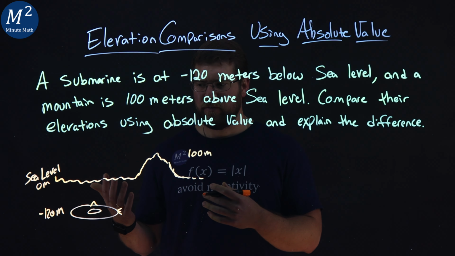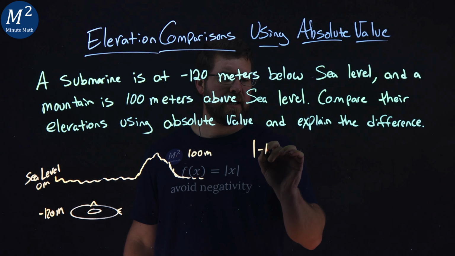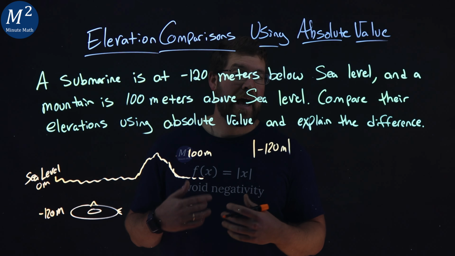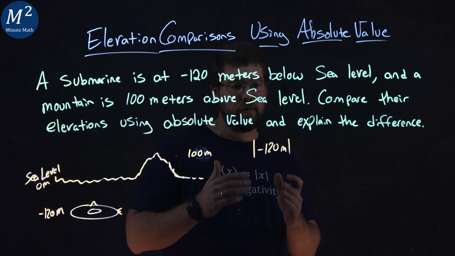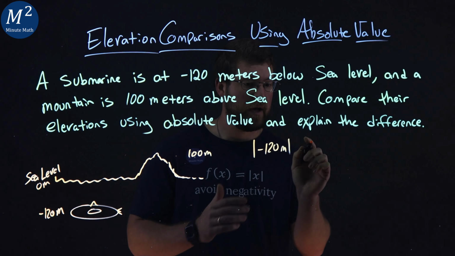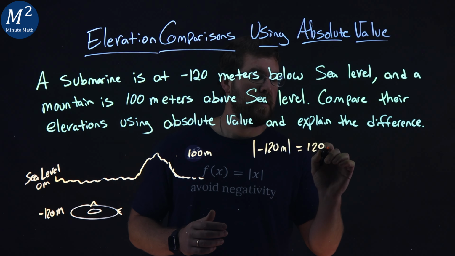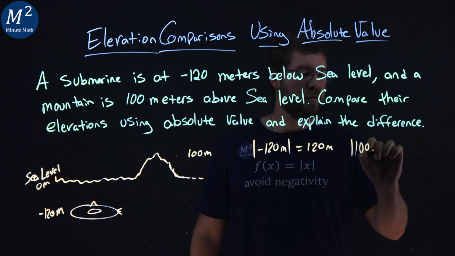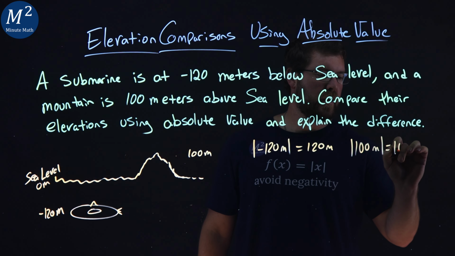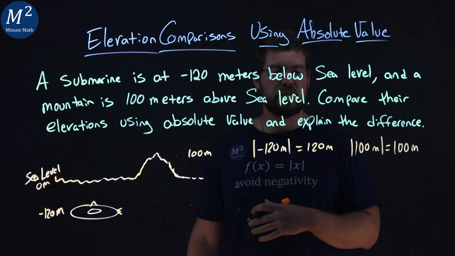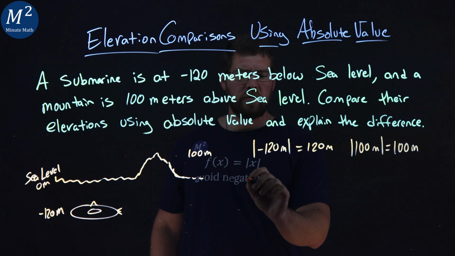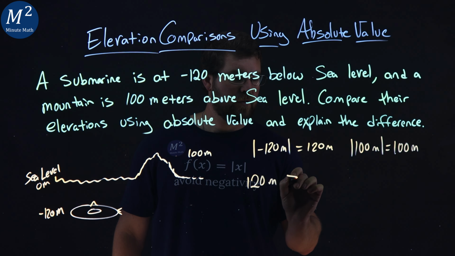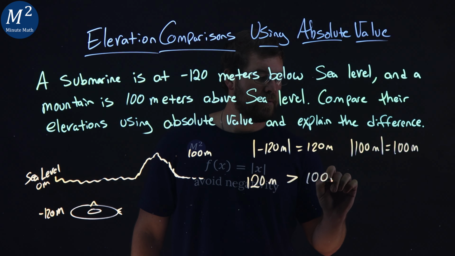Let's take the absolute value of both. A submarine, negative 120 meters. We take the absolute value of a number. It's a distance from 0, so negative 120 has a distance of a positive 120 meters. And the mountain, absolute value of 100 meters, is still going to be positive, is 100 meters, so distance from 0. So if we compare the two, 120 meters is greater than 100 meters.